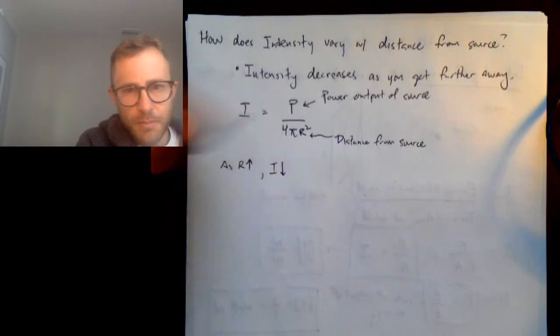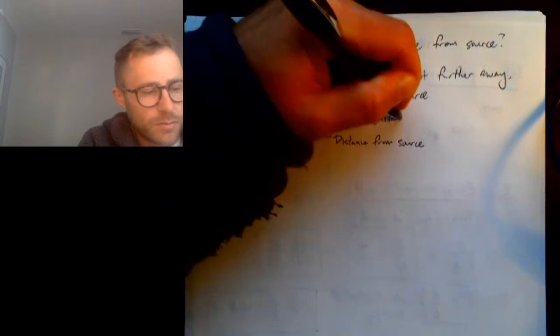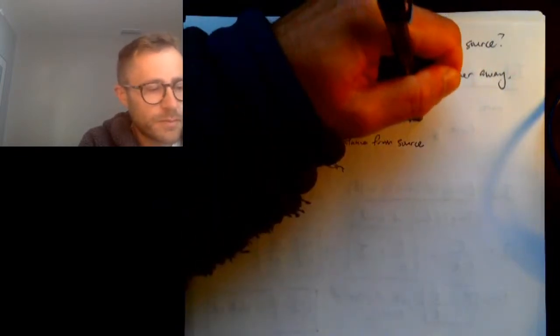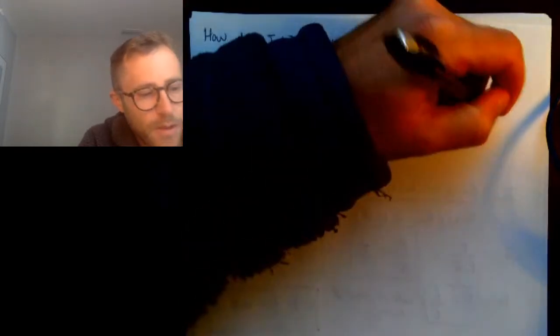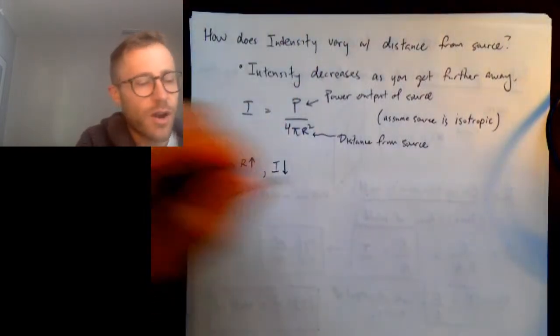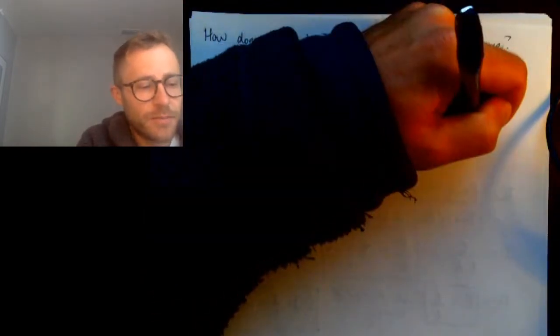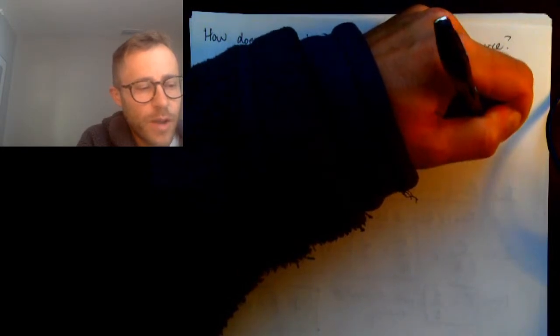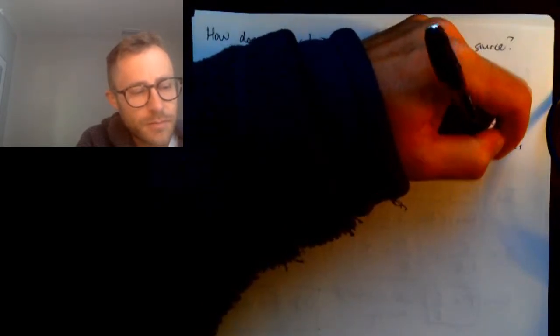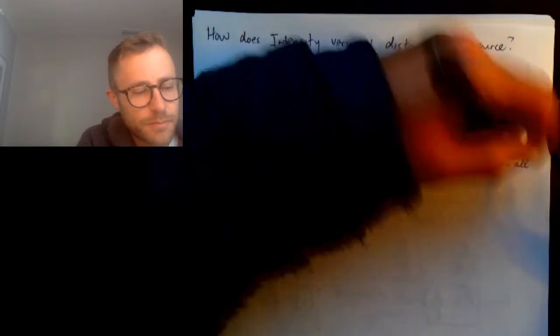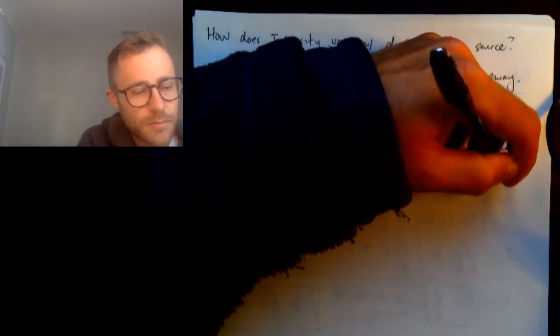Important point about this formula, this assumes the source is, and I'm going to use a fancy science word here, isotropic. Okay. So isotropic means that it is emitting waves equally in all directions. Okay.